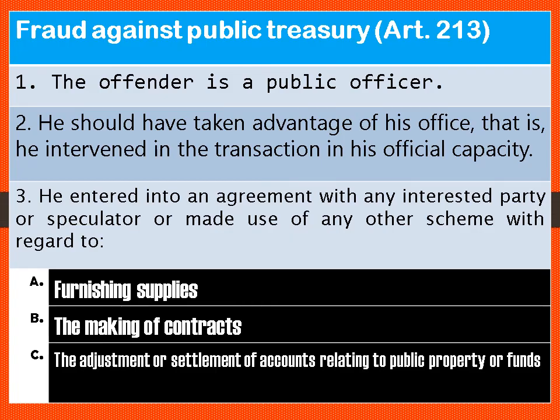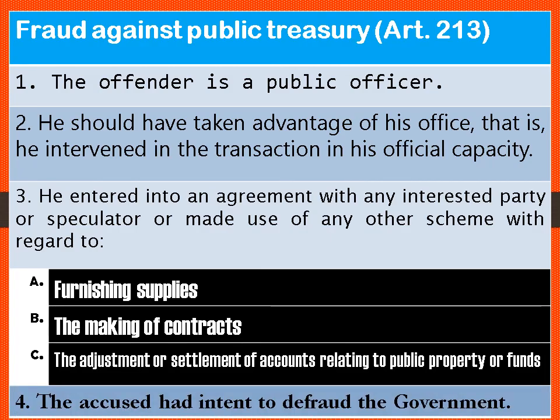So, here, what are the elements? The number one is that the offender is a public officer. And number two, he should have taken advantage of his office, and that is he intervened in the transaction in his official capacity, and he entered into an agreement with any interested party or speculator, or made use of any other scheme with regard to the furnishing of supplies, the making of contracts, the adjustment or settlement of accounts relating to public property or funds. And the last element, important element, is the accused or the public officer has that intention to defraud the government. Tinatanong sa bar exam? Yes, tinatanong din sa bar exam.